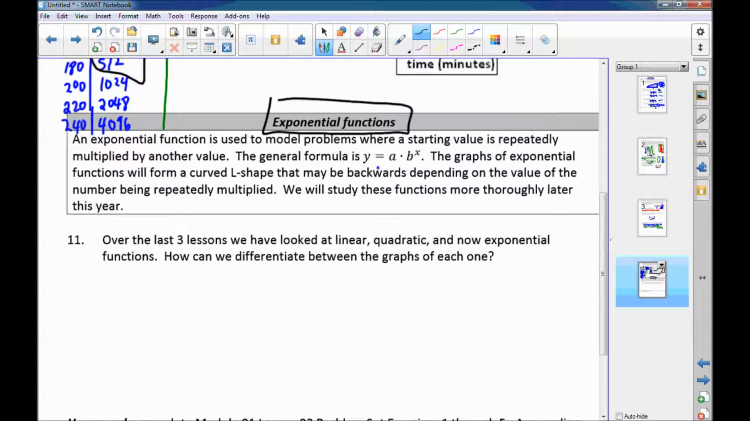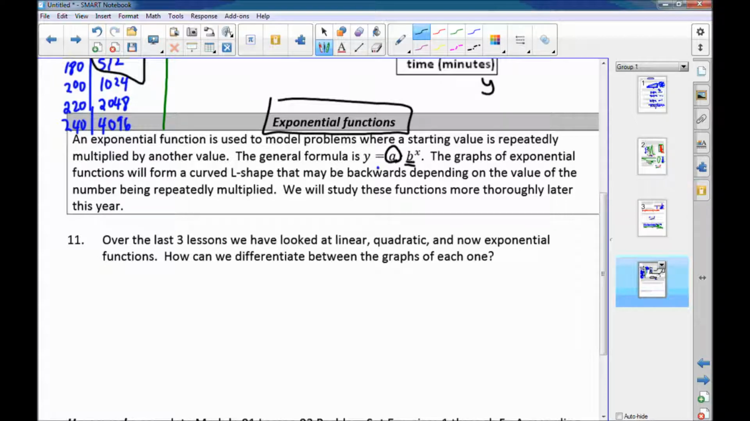And we have a general formula for this. This is the starting number of whatever we began with. In most cases, we began with 1 here. And then this B part tells us whether we're doubling or tripling or 1.5. That's the thing we're multiplying over and over again. So it looks like this.